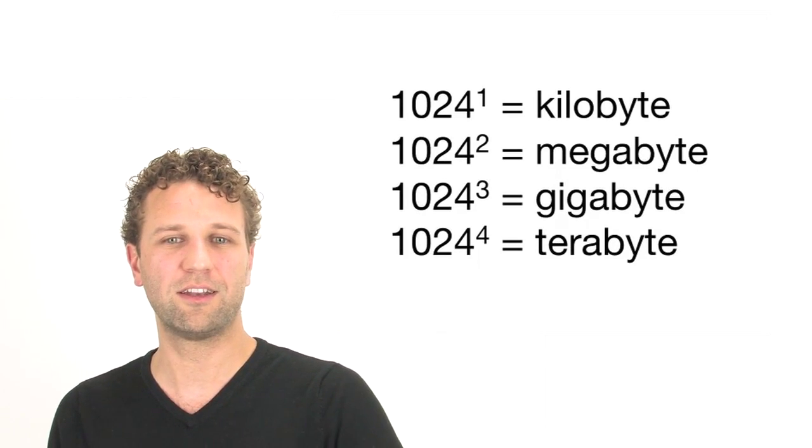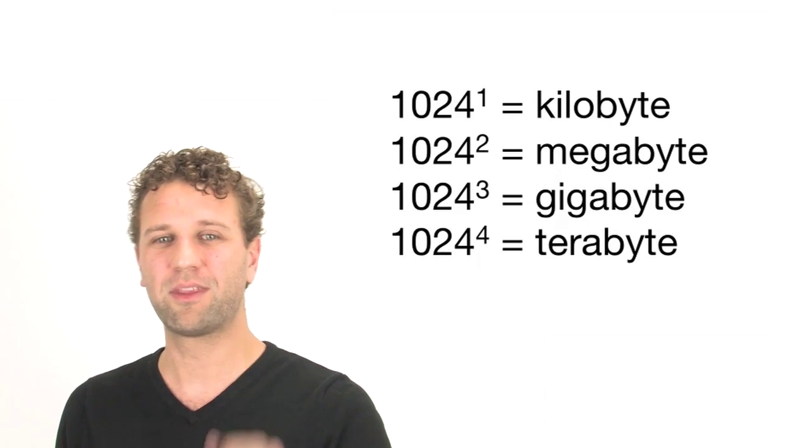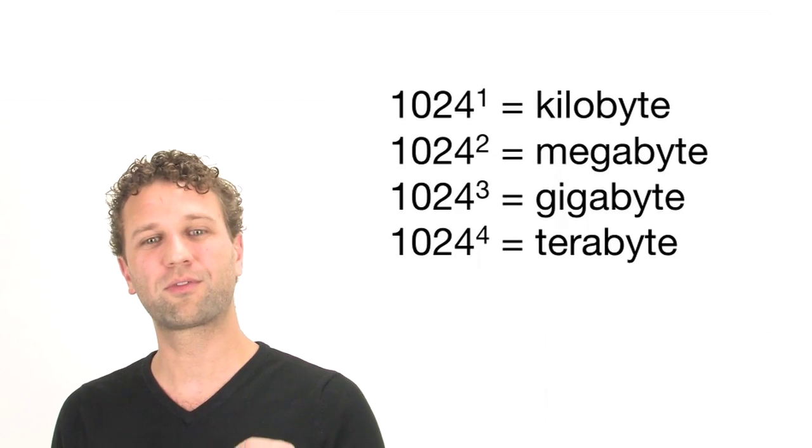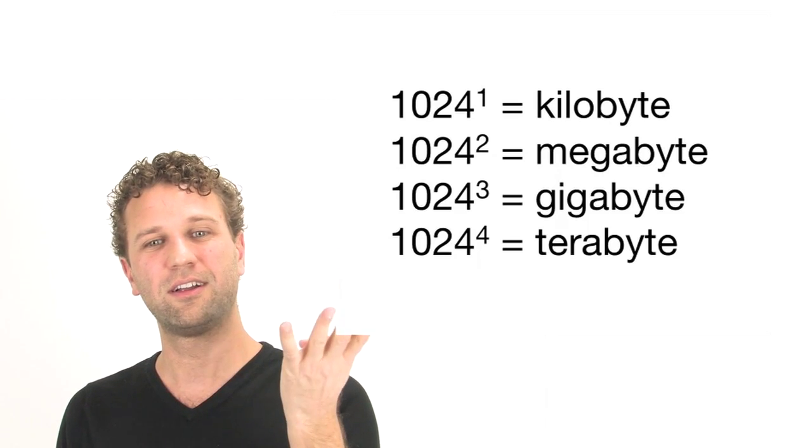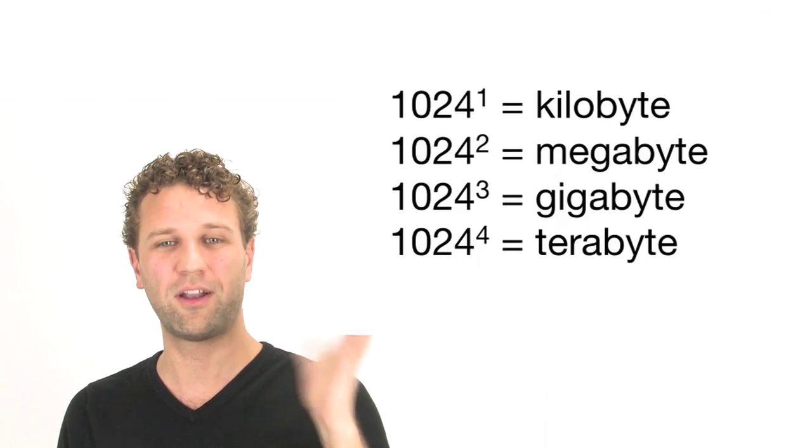Anytime you want to find the real number of bytes in a larger measurement, there's an easier way to do it. You can just get a calculator and do it this way. Multiply 1024 the number of times needed. For a kilobyte, it's 1 time. For a megabyte, it's 2 times. For a gigabyte, it's 3. For a terabyte, it's 4, and so on.